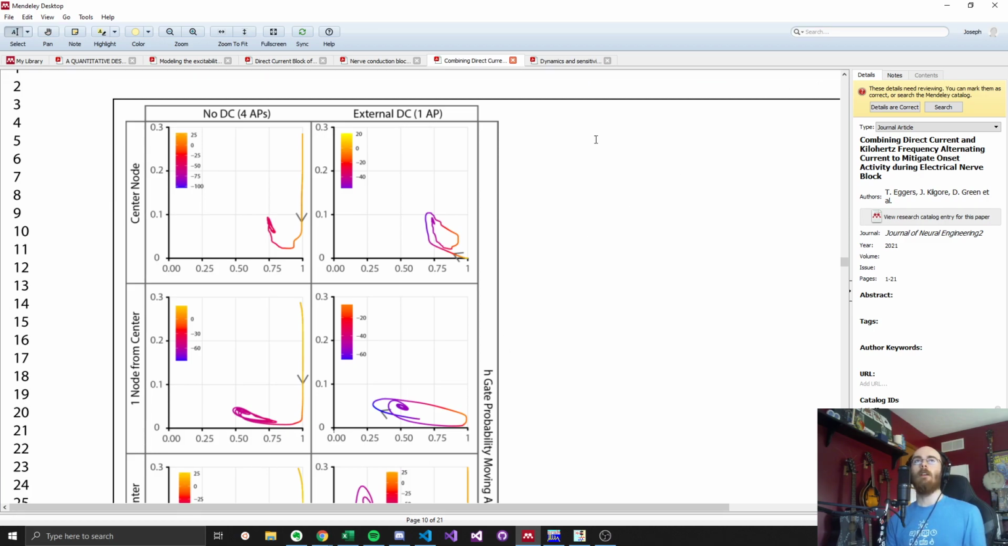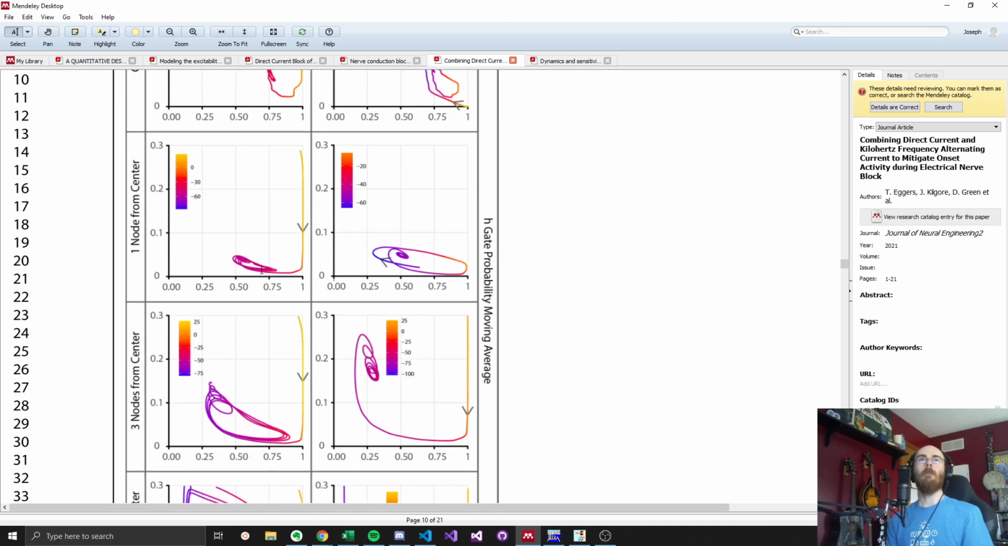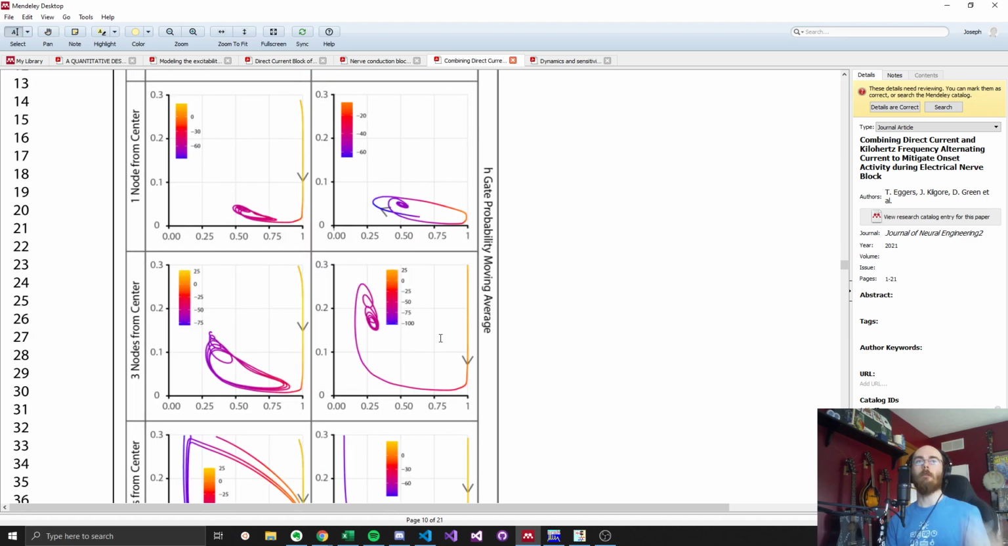So this is from the 2021 paper, combining DC and kilohertz frequency. What we can look at is, okay, what are the gating variables doing? What's the voltage doing? What are the different pieces doing during whatever we're looking at? We can just look at the variables and analyze them: what are their trajectories? If you start including other things in the model, how do all of those pieces of the model play together? Can you use that as an explanation for whatever the phenomenon is?